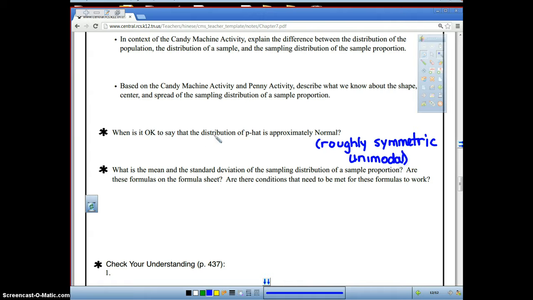And it's okay to say that the distribution of p hat is approximately normal as long as we can say that n, which is our sample size, times p, which is our proportion, is greater than or equal to 10, and, not or, but and, n, our sample size, times 1 minus p, is also greater than or equal to 10. This is called the normal condition.